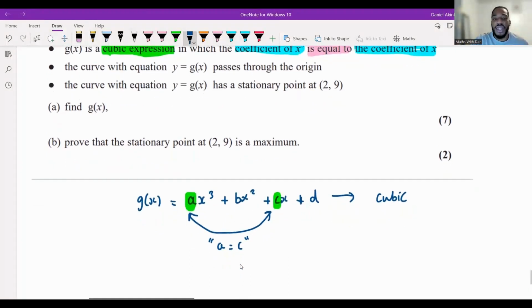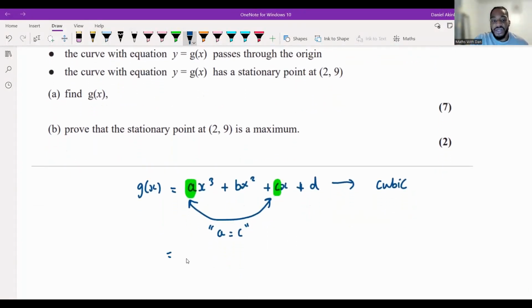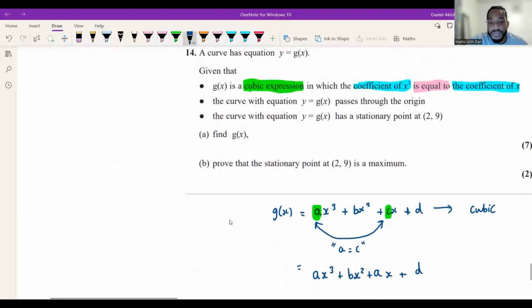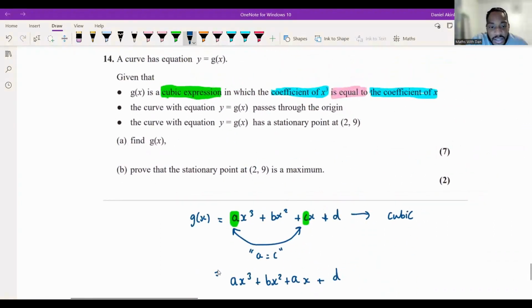So if I want to, I can say that this cubic then becomes ax cubed plus bx squared, and then instead of writing cx, I'm going to write ax because it's the same thing. So I get this. Are we happy with this so far, guys? Does that make sense? Yeah, good stuff. All right.